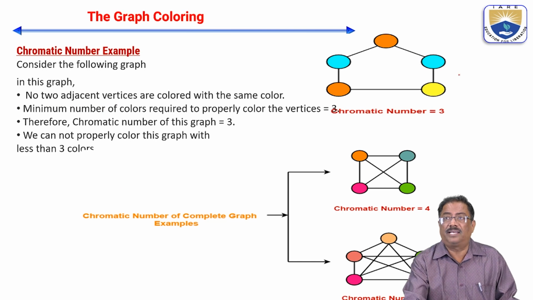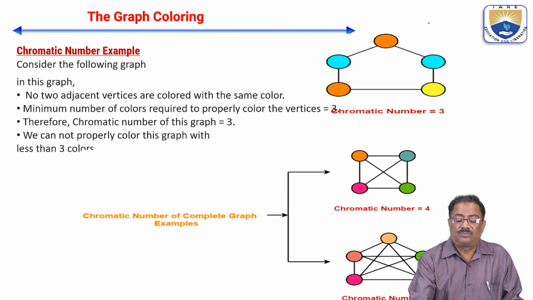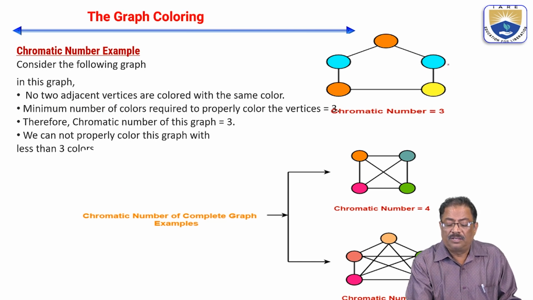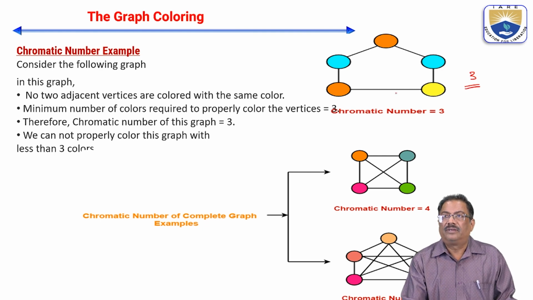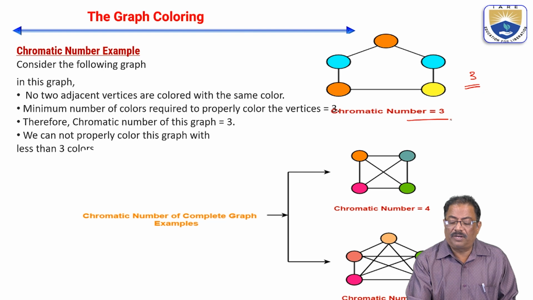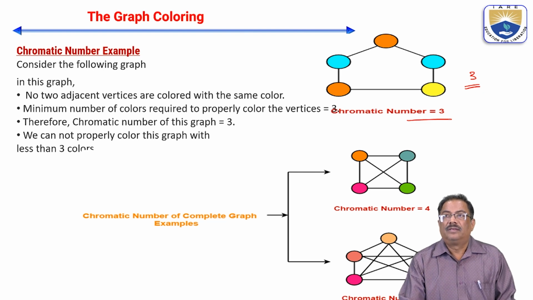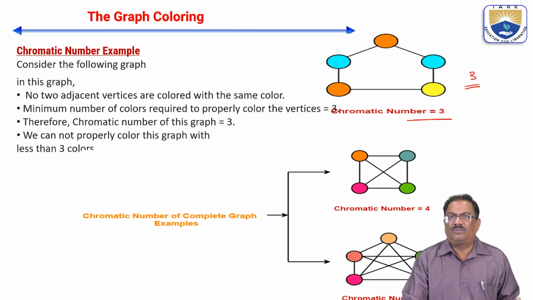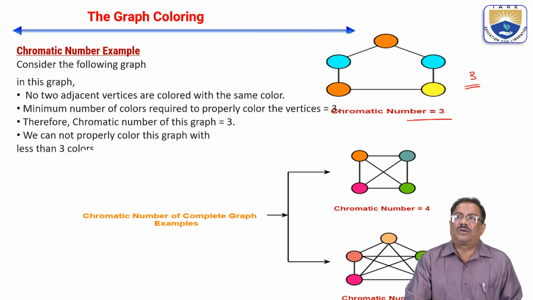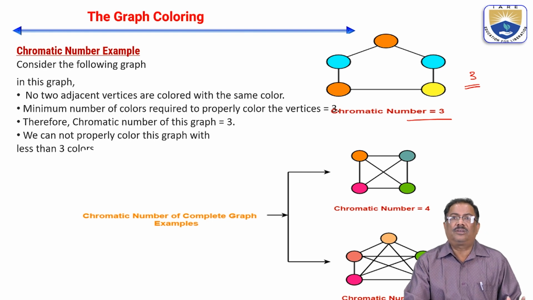The same thing we are explaining here. In this, I'm going to use only 3 colors to make the same graph properly colored. So the chromatic number of the graph is only 3. Instead, we can make it properly colored with 4 colors also, with 5 colors also, with 6 colors also. But the minimum number of colors that we are going to use to make the graph properly colored, such number is known as the chromatic number.